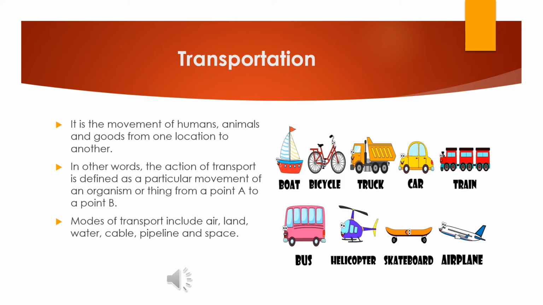It is the movement of goods from one location to another, from your supplier's warehouse toward your own place. In other words, the action of transport is defined as a particular movement of things from point A to point B, and different modes of transportation are used to move these goods. These include air, land, water, cable, pipeline, and space.